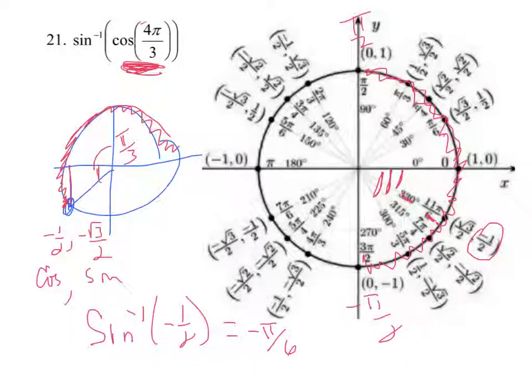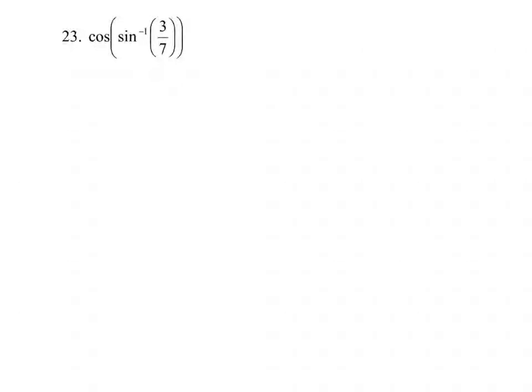Okay. Now this problem isn't quite so slick because we know that 3 over 7 isn't one of the nice 30-60 right triangle numbers or right isosceles triangle. So we've got to do a little bit of thinking here. We're asked to find the arc sine of 3 over 7.